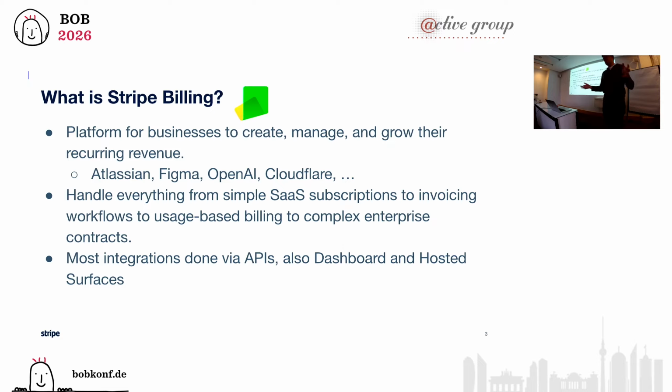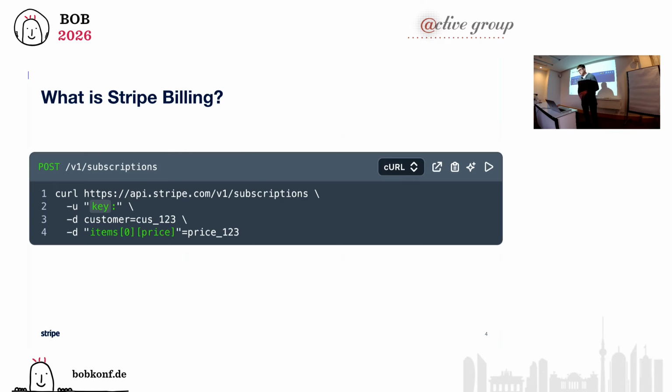We're an API product, but we also have a dashboard and hosted surfaces that businesses use. For example, we have a subscriptions API, which is fairly simple. You can call api.stripe.com, pass in a customer and a price, and then we would kick off a simple subscription that maybe bills someone $20 a month. That's the Stripe billing in its simplest form, so to speak.